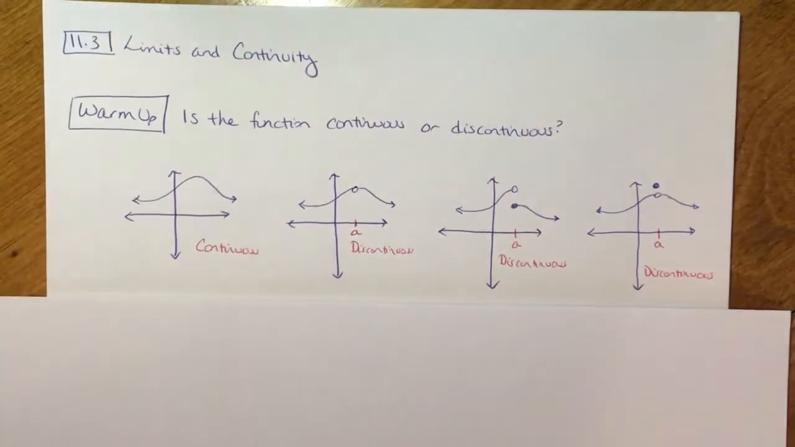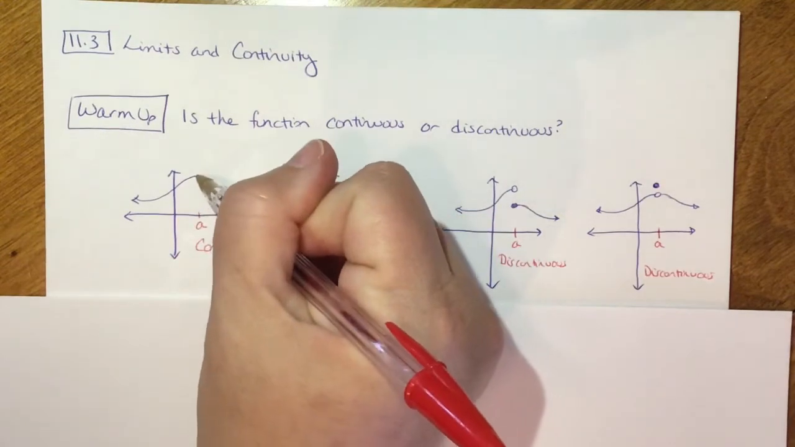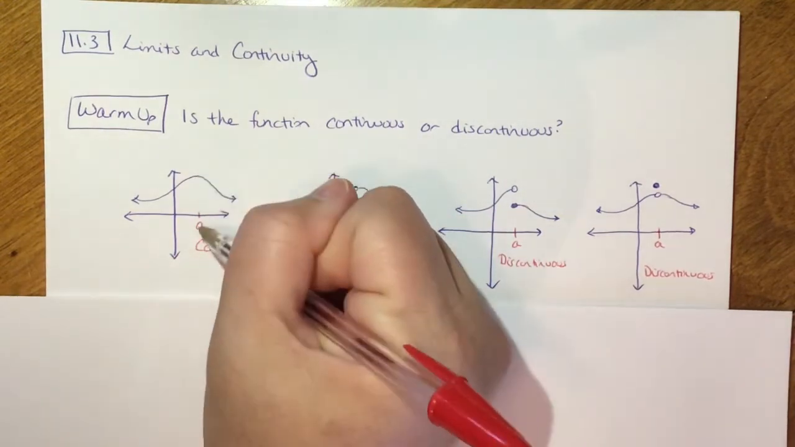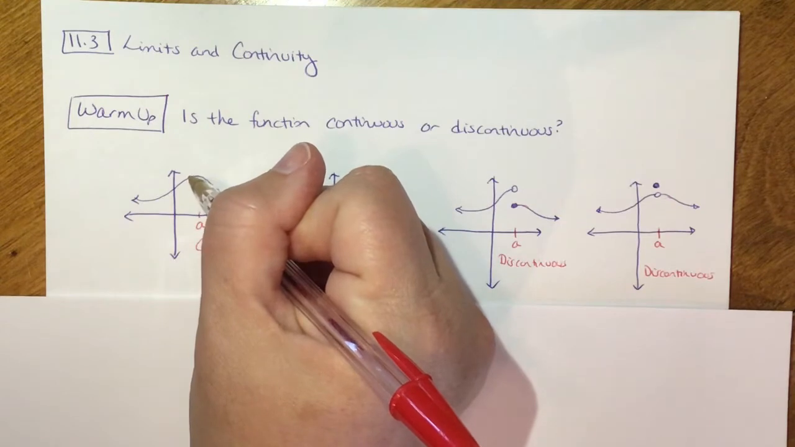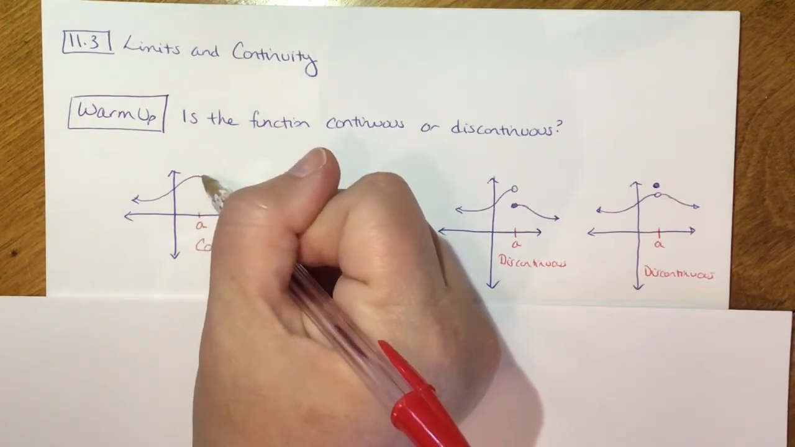So what we're going to investigate in 11.3 is not really so much is this whole function continuous or discontinuous, but we're going to be investigating is it continuous at a particular x value. So for example, for this x value a, is it continuous right here? Well, it's continuous at that x value if I can draw through that x value from the left side through that point to the right side without picking up my pencil. So we're continuous at a here.